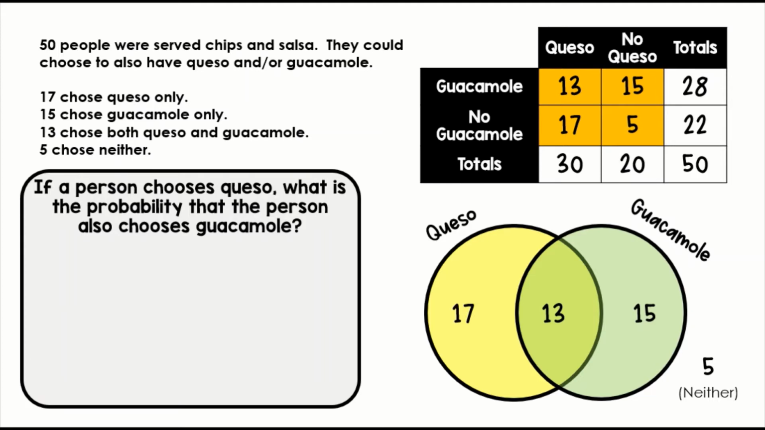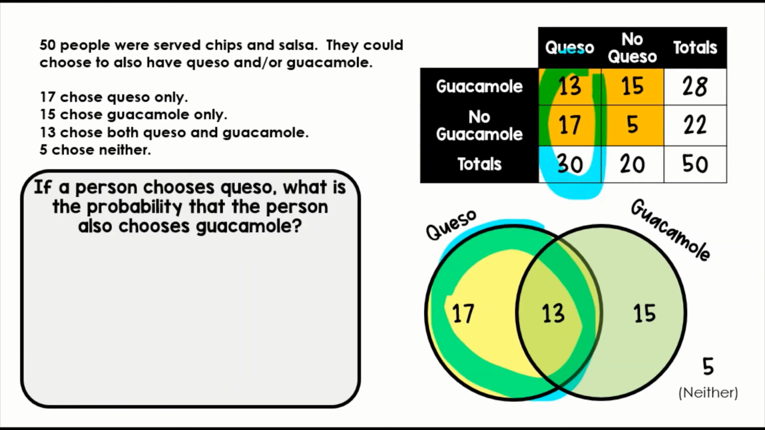So if I know the person chose queso, that means I'm no longer dealing with the entire 50 people. I'm only looking at these 30 people who I know chose queso. And then I want to know what's the probability out of that group that the person will also choose guacamole. So now if I look in either visual here, I can find the number that would choose guacamole as well. And that would be 13. So let's set up a ratio or a fraction. We have 13 out of our total 30 who chose queso.